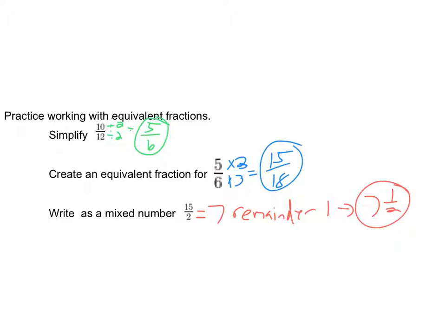And finally, writing 15 halves as a mixed number. 15 divided by 2 gives me 7 with a remainder of 1. So my mixed number would be 7 and then 1 over the denominator of 2 that I had at the beginning. So my answer would be 7 1/2.